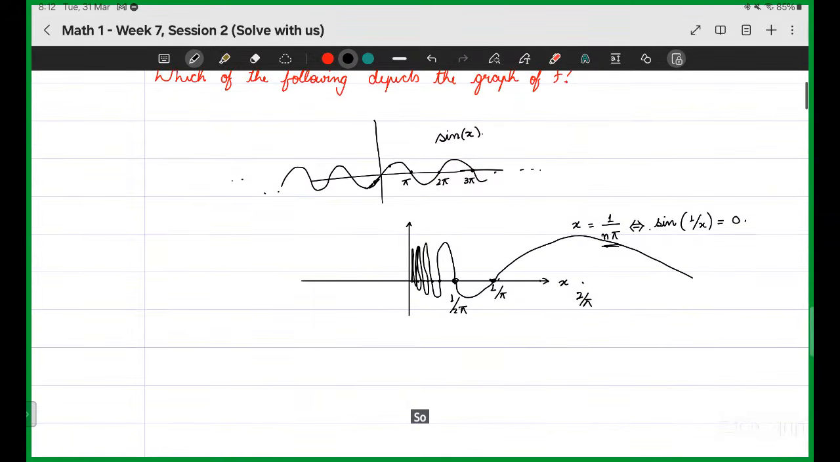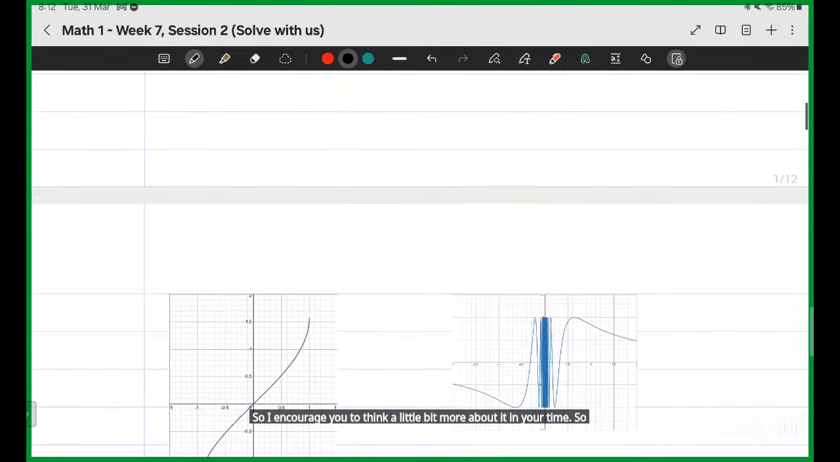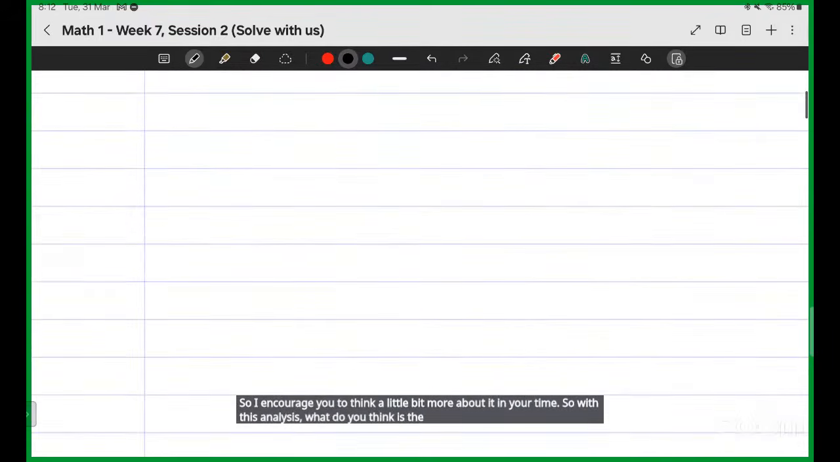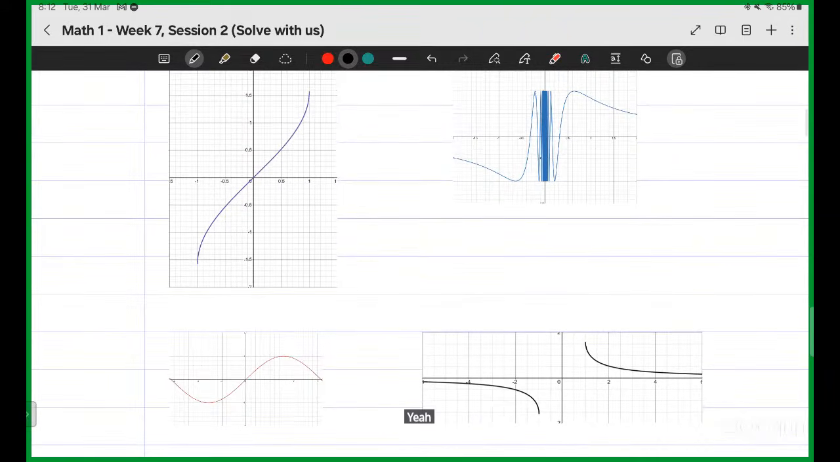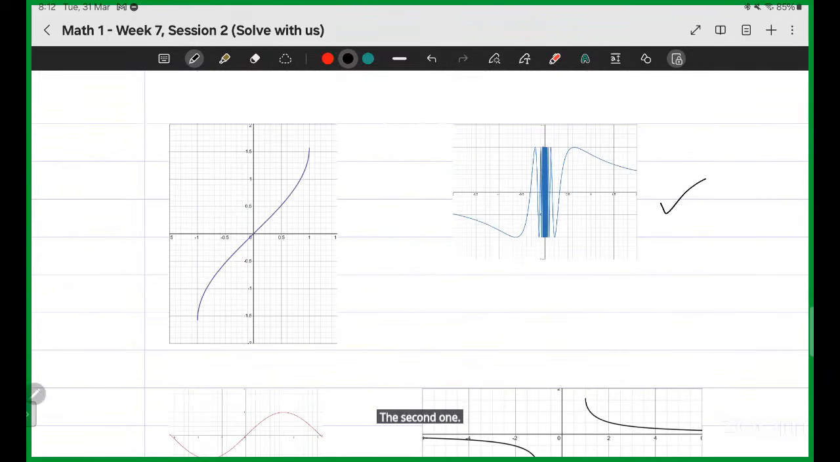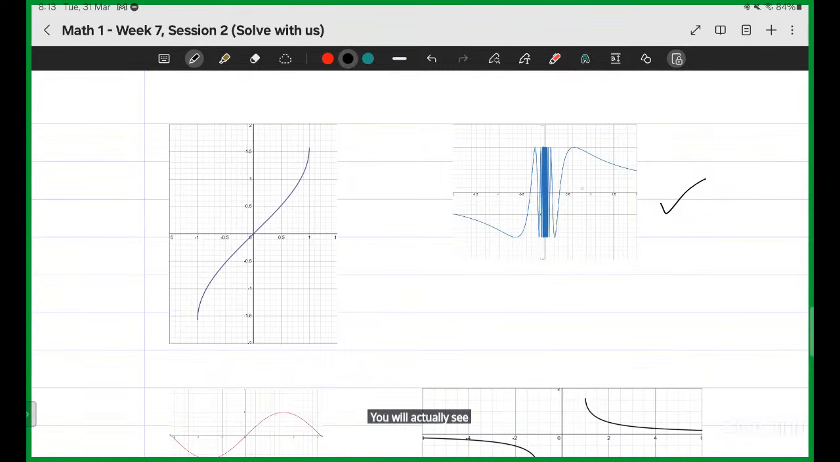So I encourage you to think a little bit more about it in your time. With this analysis, what do you think is the correct graph? The second one. Here, you can use your own system. Use any graphic software and try to plot this and zoom in. You will actually see that the zeros get closer and closer as you get closer and closer to the origin.